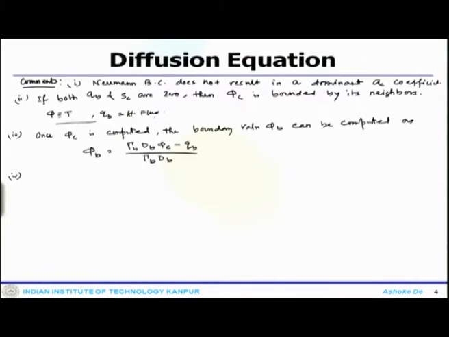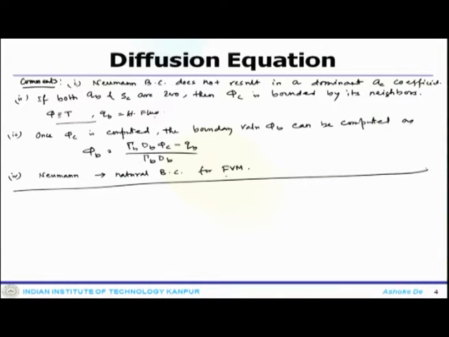And the last one is that this Neumann condition can be treated as a natural boundary condition for the finite volume method, because whenever we are dealing with flow or heat transfer related problems, if the flux is specified, that is quite handy to implement in the finite volume method, whether in terms of discretization of that particular face element or otherwise. So, these are certain observations that are there.